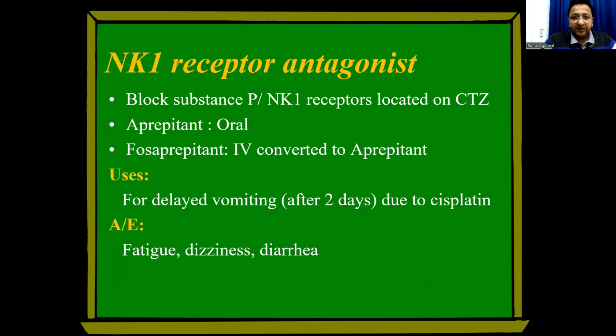Now the NK1 receptor antagonist. This is the new receptor, NK1. The full form of NK is neurokinin, and neurokinin is also known as substance P. This receptor is located on the CTZ. And where is the CTZ? The CTZ is outside the blood-brain barrier.